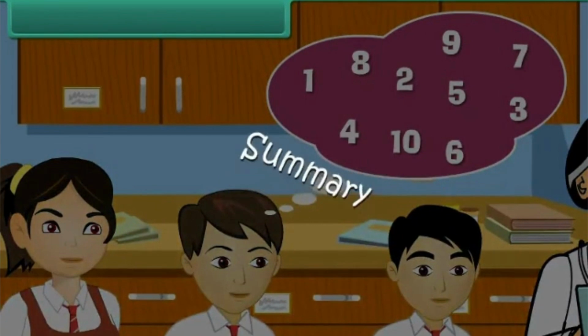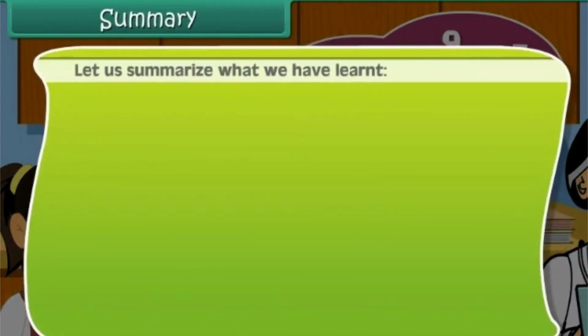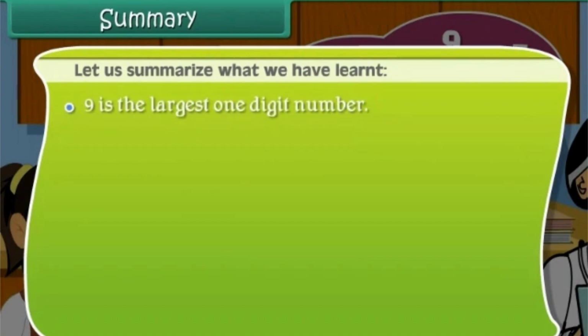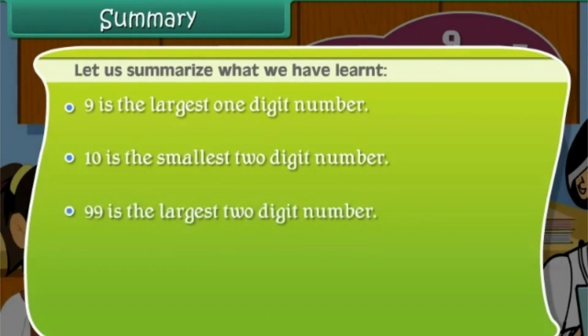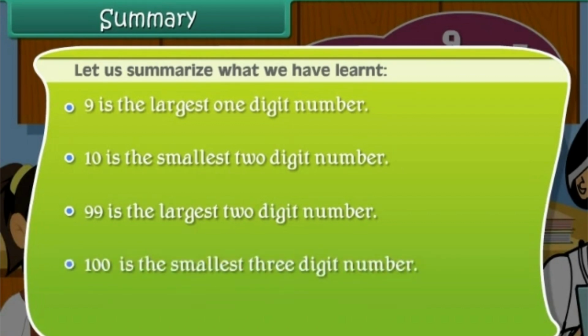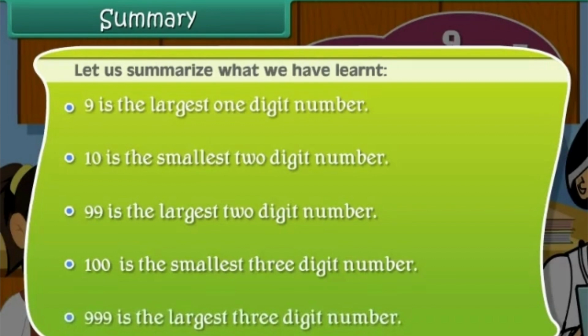Summary. Let us summarize what we have learnt. 9 is the largest 1-digit number. 10 is the smallest 2-digit number. 99 is the largest 2-digit number. 100 is the smallest 3-digit number. 999 is the largest 3-digit number.